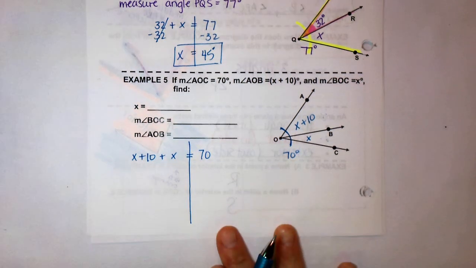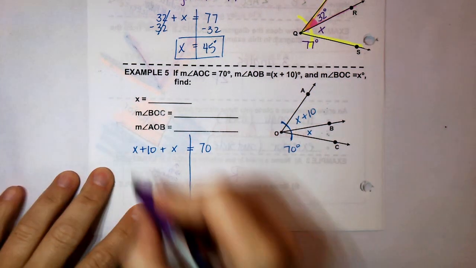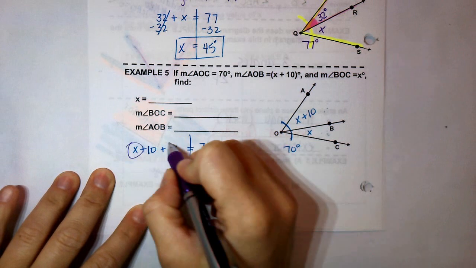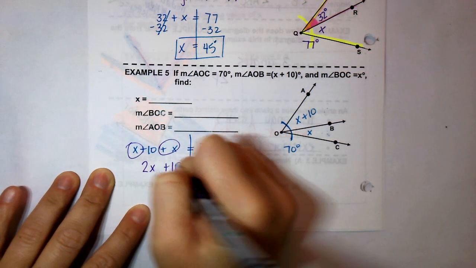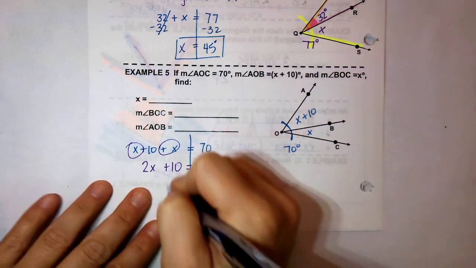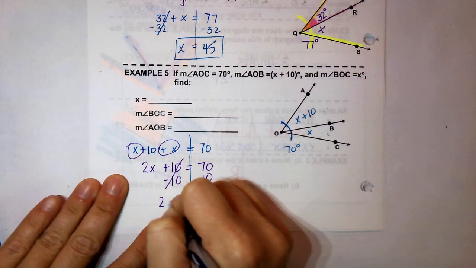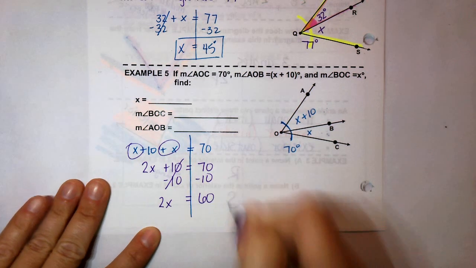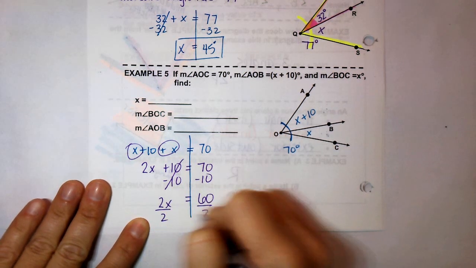Okay, that's my equation. That's all the geometry. Everything from here is last year. Okay, so combine like terms. X plus x, 2x plus 10 equals 70. Minus 10 and 60 divided by 2 is 30. Good. Minus 10 from both sides. And you get 2x equals 60. And divide by 2. Good.